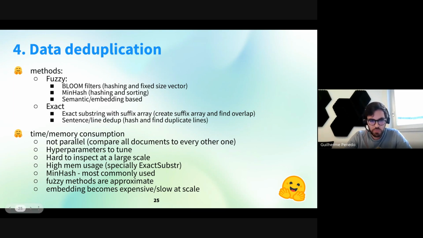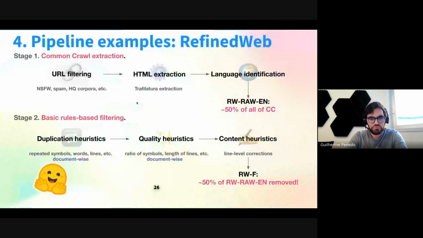Min hash is the most commonly used one. In most papers, people take a specific n-gram size and a different number of hashes and buckets, and then they run min hash. And again, as I was telling you, these methods are approximate, so there are no strong guarantees. And while semantic and embedding-based methods are interesting, they're still a bit expensive and very slow at scale.